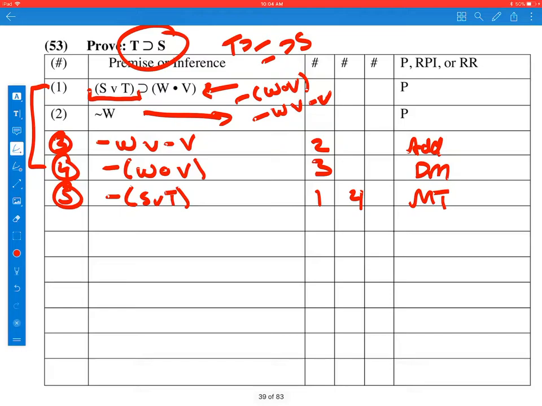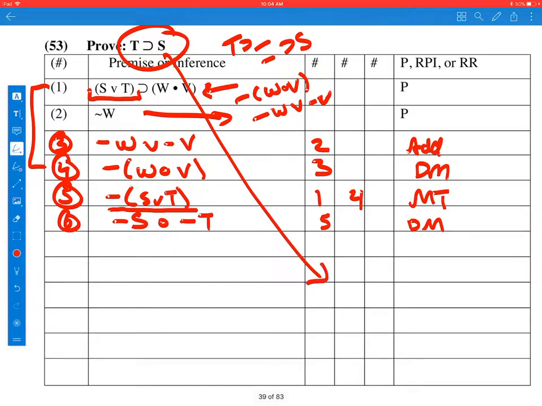T then S. So what to do? Well, this is a negated disjunction, so let's apply De Morgan's and see what happens. We get not S and not T. Okay, that's from 5 by De Morgan's.